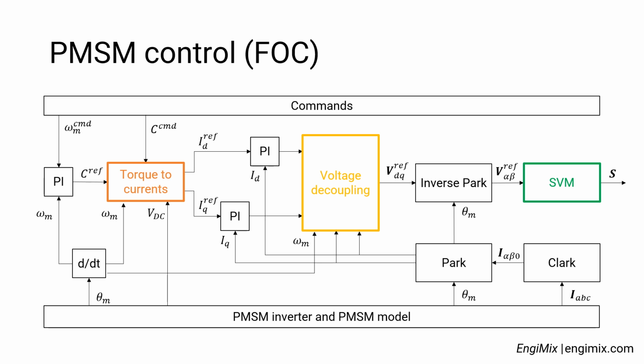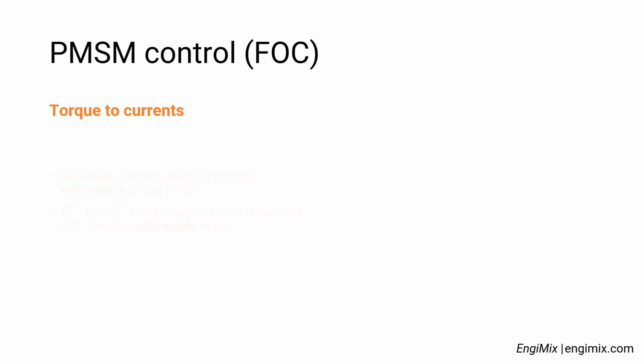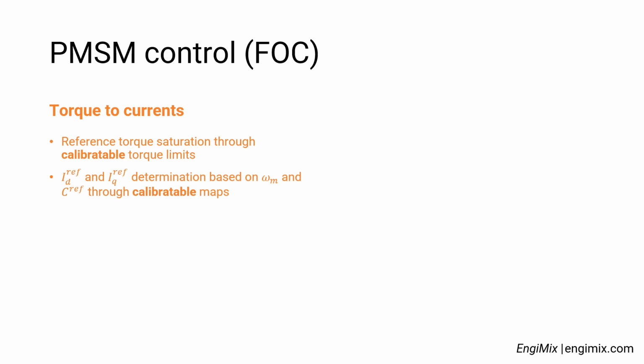frame. In the torque-to-currents block, the reference torque is firstly saturated based on the maximum torque that can be delivered at the actual speed, and then is converted into the reference currents IDQ ref. The maximum torque is calculated through a lookup table based on the motor speed, while the reference currents through a lookup as a function of the motor speed and reference torque.